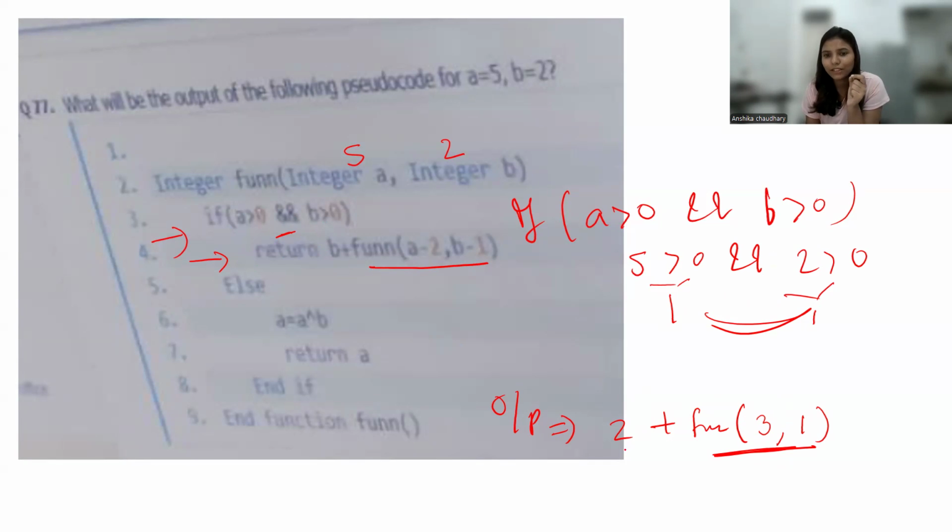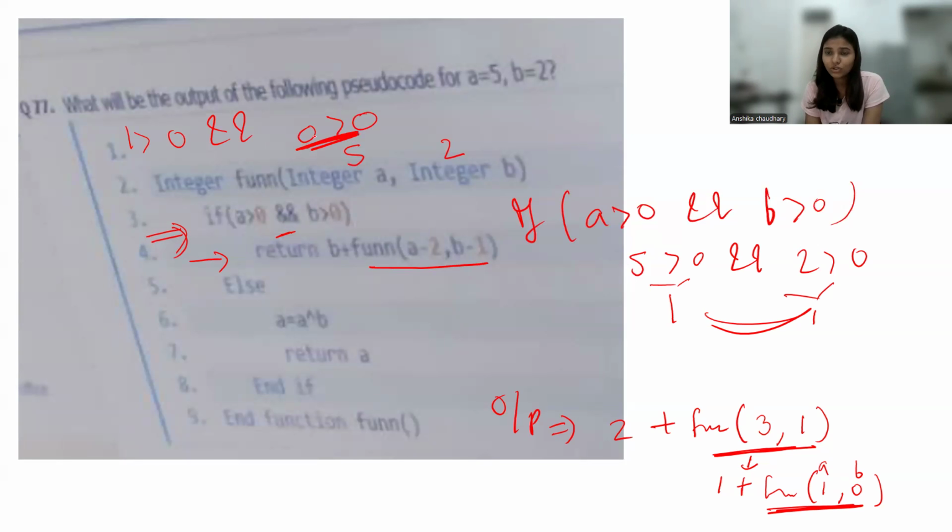We need to return b plus. So this thing will return b plus, that means 1 plus this function a minus 2. That means 3 minus 2 will become 1, and b minus 1, that means it will become 0. This time we are making the function call for this function. That means a is 1 and b is 0, right? So we will come here, we will check if a is greater than 0, that means 1 is greater than 0, and b is greater than 0, so 0 is greater than 0. So this will return 0. So the whole if condition is going to be false.